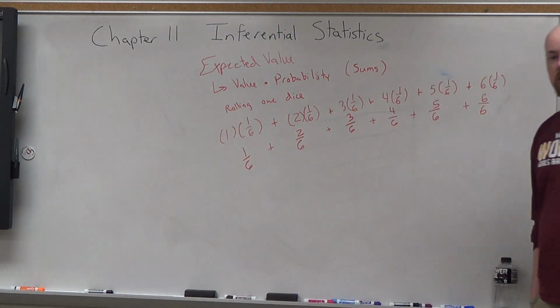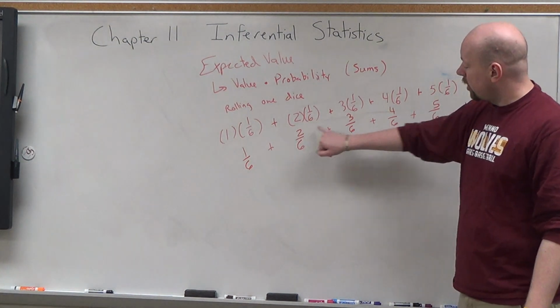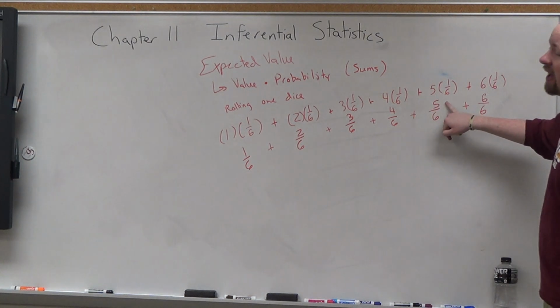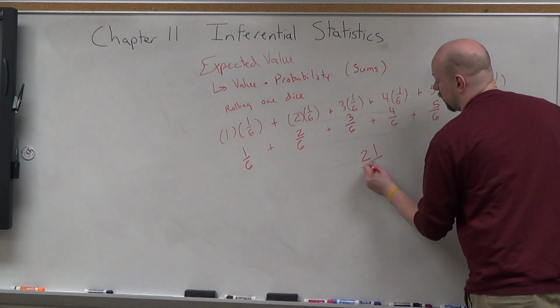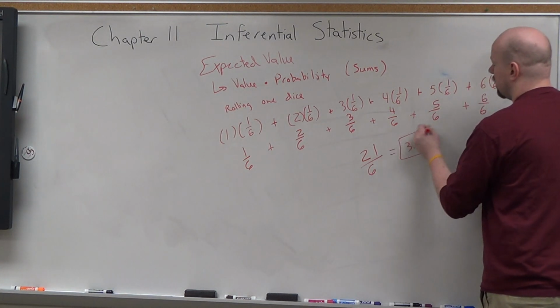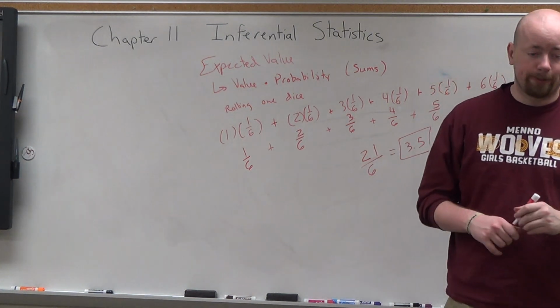And I can just add them all together. Okay. 1 plus 2 is 3, plus 3 is 6, plus 4 is 10, plus 5 is 15, plus 6 would be 21. So I get 21 over 6, or 3.5. So my expected value would be 3.5 rolling a dice.